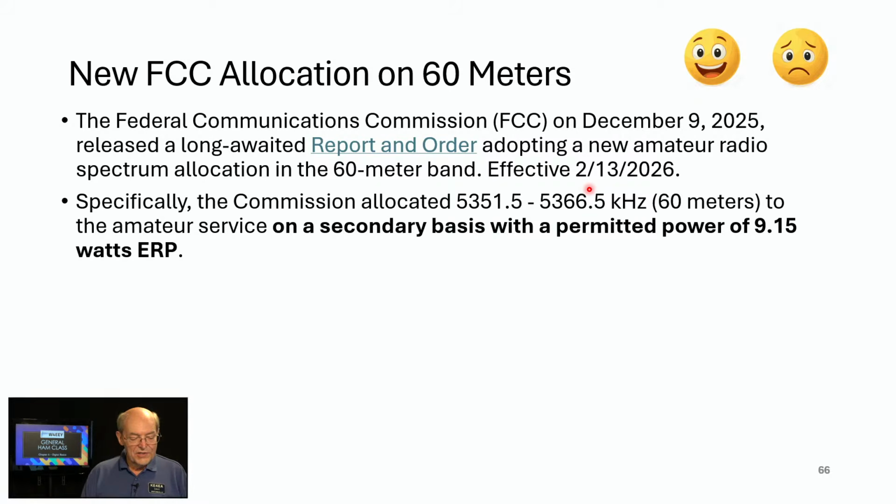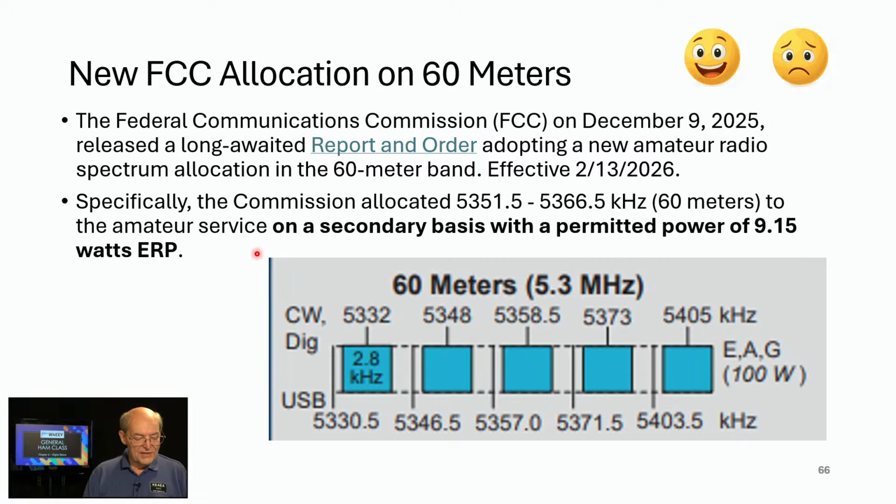So effective just a couple of weeks ago, we wound up with the new rules for 60 meters. It's easier to see in a picture. So here's 60 meters. And if we look on our color chart, if you remember your famous color chart, or it's in our book too, we had these 2.8 kilohertz channels, if you want to call them that, on 60 meters. So what the FCC did, and these were very specific, you had to be on these exact frequencies. And you could have 100 watts on any of these.